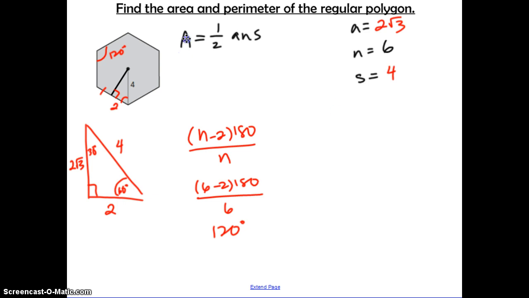And when we substitute in our values, we get A is equal to 1/2 times 2 times the square root of 3, N is 6 and S is 4. So we get an area of 41.6 units squared.